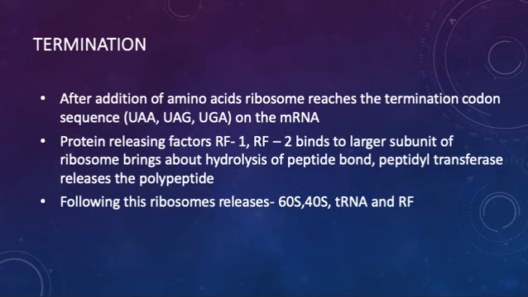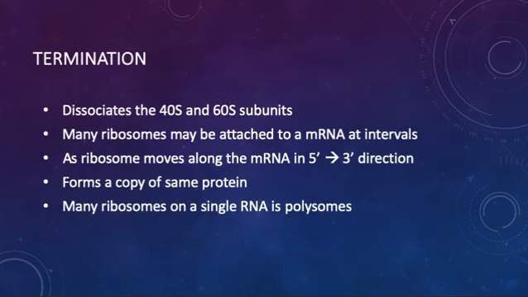After the amino acids are added to the ribosome, it reaches the termination codon on the mRNA. There are certain releasing factors, RF1 and RF2, that bind to the larger subunit of the ribosome and bring about hydrolysis of the peptide bond, by peptidyl transferase, and it releases the polypeptide. Following this, the ribosome releases the tRNA and the releasing factor, which dissociates the 40S and the 60S ribosomal subunits.